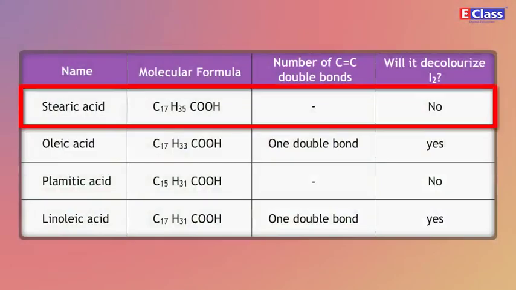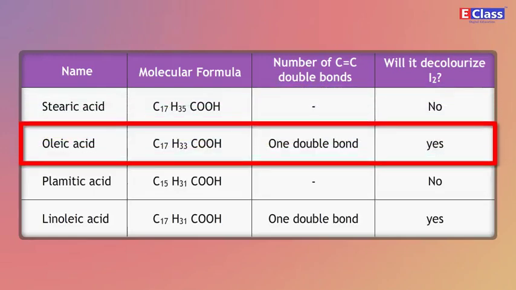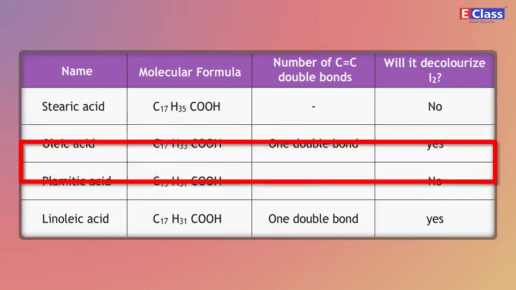Name: stearic acid, molecular formula C17H35COOH. Number of carbon double bonds: dash. Will it decolorize I2? No. Name: oleic acid, molecular formula C17H33COOH. Number of carbon double bonds: dash. Will it decolorize I2? Yes.